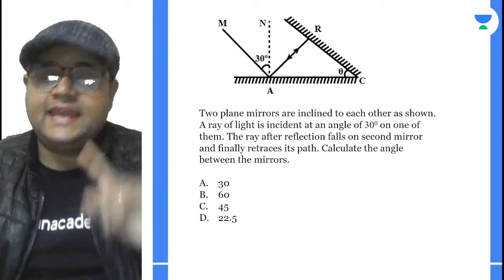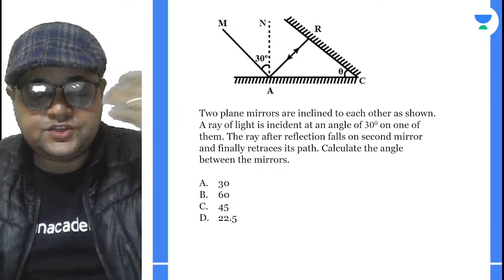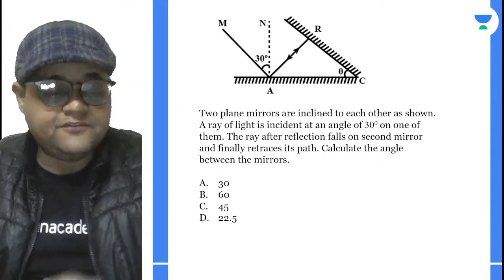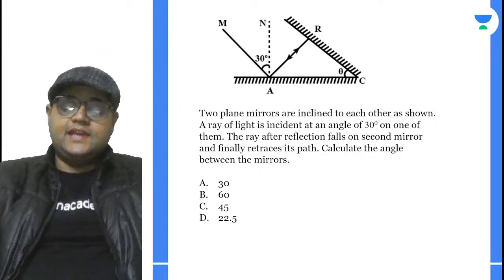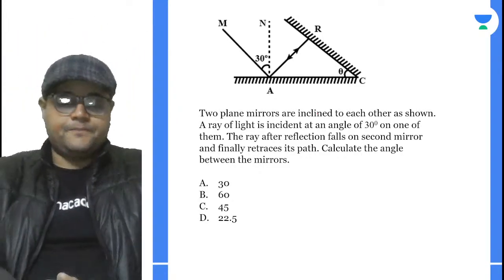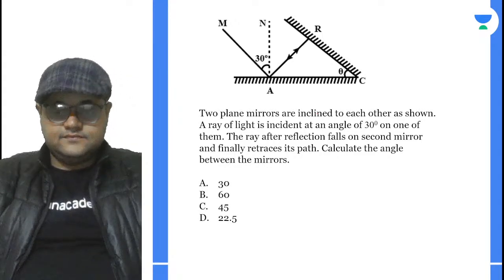Take 1 minute, take 1.5 minutes, take 2 minutes, but try and solve it yourself and see if you're getting the answer right. I'm giving you 30 seconds. If anyone is watching live, you can very well reply. Okay. Let's see who gets this one correct.